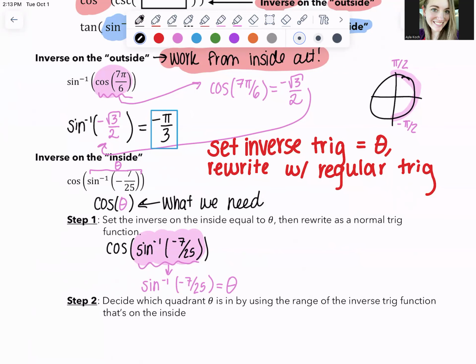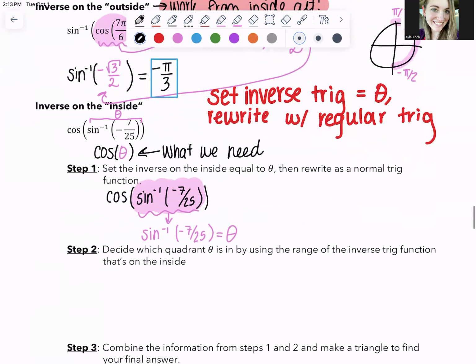What we need is cosine of theta. This is one way of writing it. But if sine inverse of negative 7 over 25 is theta, what must be equally true is that sine of theta must be negative 7 over 25.